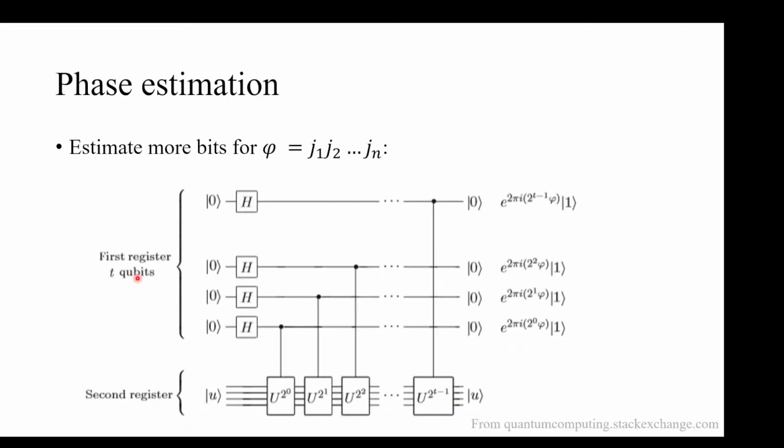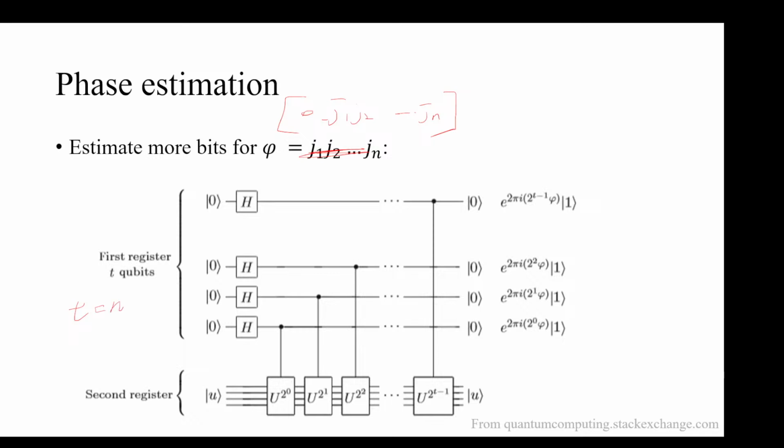So if our phi is, there's a typo here. Okay, so phi has more bits. So phi is 0.j1 j2 to jn. So assume phi is still some binary fraction, but it now has many bits. And how we do phase estimation is a similar idea. So we do phase kickback with more bits. Okay, so let's assume we use t bits, and for now we'll have t equal to n, because it's easier with t equal to n.